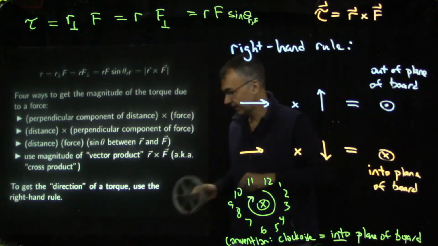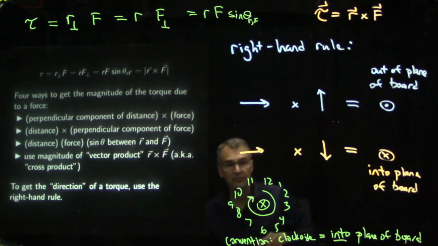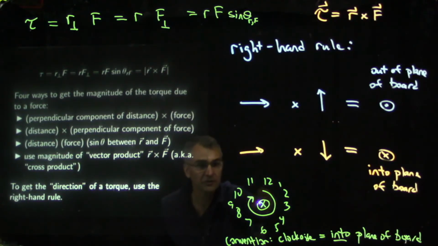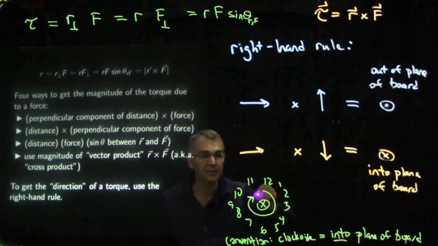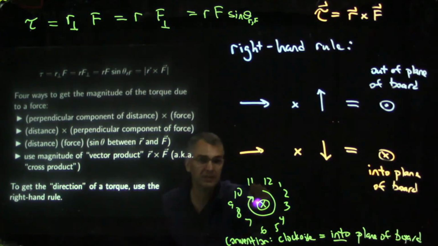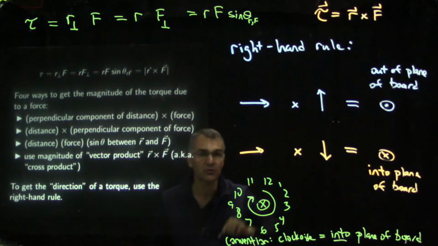So you can say that the motion of the hands of a clock clockwise can be represented by an axle which is perpendicular to the face of the clock. But then you say, well, is the motion of the clock the arrow that points into the board, or is it the arrow that points out of the board? And the convention is that the motion of a clock is the arrow that points into the face of the clock.